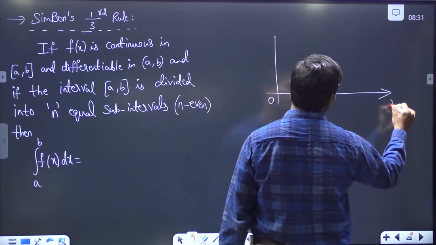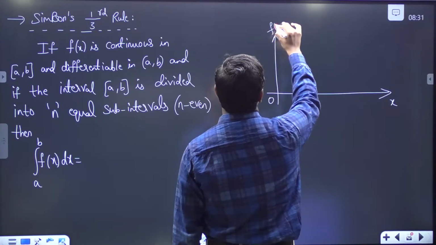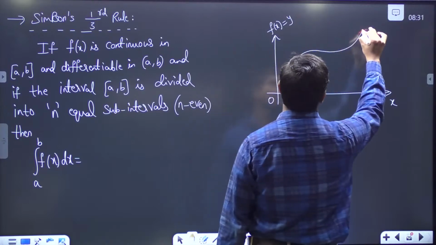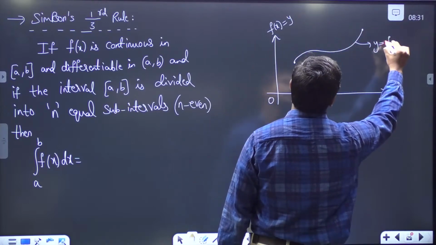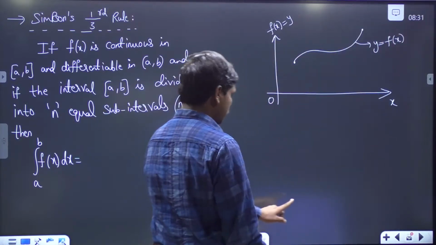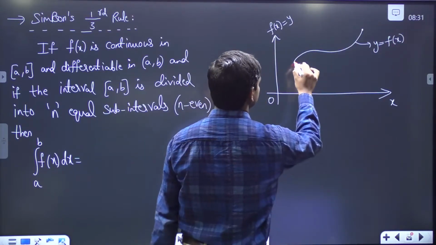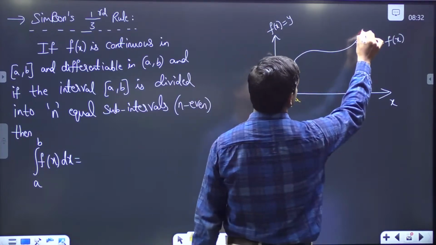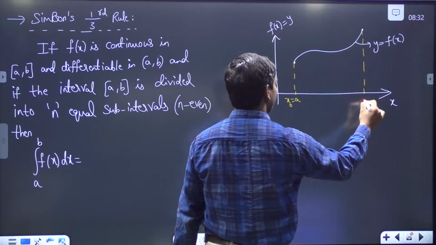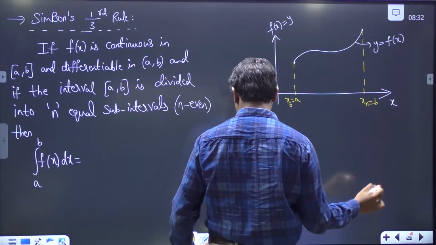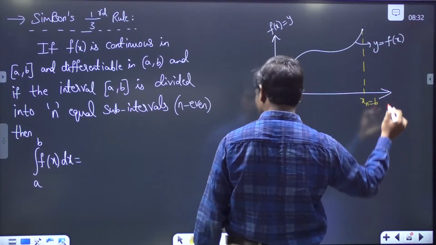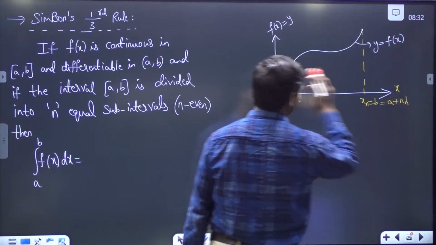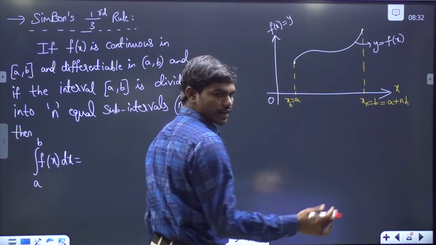So see here, f of x is equal to y, of course. Let us suppose you have some random curve, y is equal to f of x. Now x naught is equal to a, for example, and this is xn, which is b. Of course, b is equal to a plus n times h, if you are dividing this into n subintervals. And of course, the value of n is even.